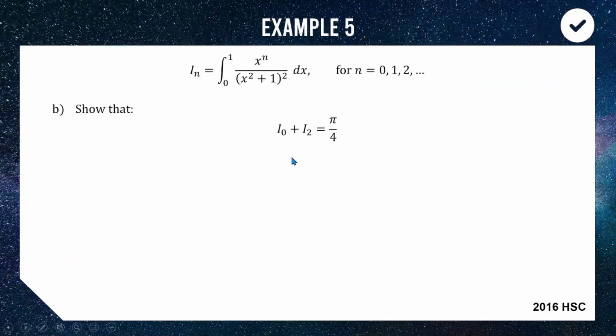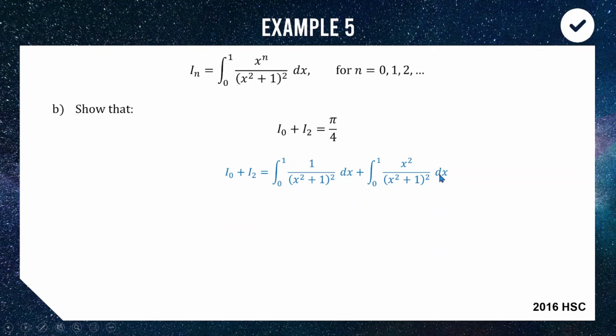Now part B, show that I0 plus I2 is equal to pi on 4. So let's go to our integral and have a look at I0 and I2. This is what they look like. This is I0 again from part A, but we haven't integrated it yet. And here is I2. The power on the top of the fraction is x squared. Now, it is tempting to sub in the fact that we know what this front part is equal to from part A. We're going to ignore that temptation and actually combine these two integrals together, because that's the easier way to achieve this question.